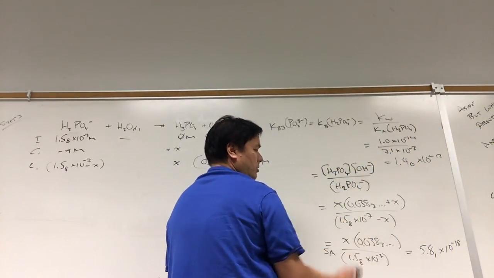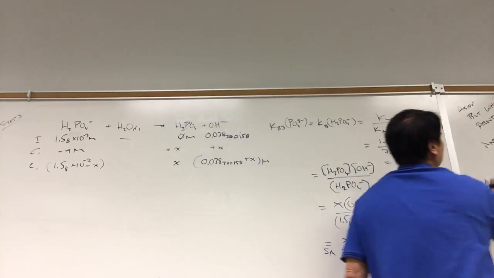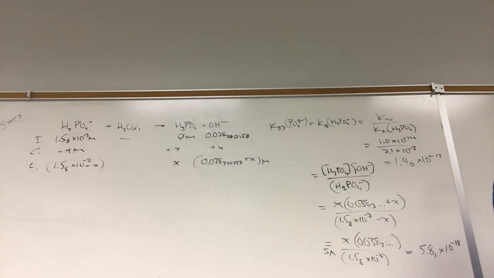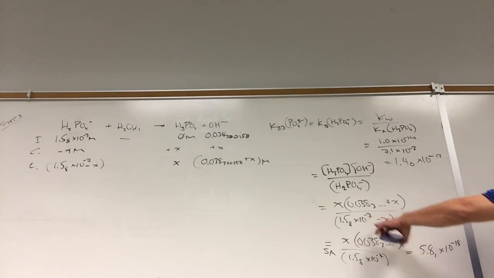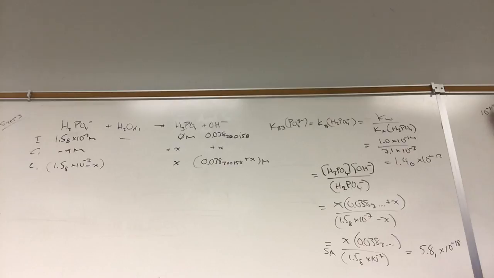Now the percent change, I would want to do the biggest percent change here. The biggest percent change would be X relative to 10 to the minus 7. So we have 10 to the minus 18 as a change over 10 to the minus 7 as the initial, times 10 squared. This is 10 to the minus 11, which is 10 to the minus 9 percent. It's no problem.